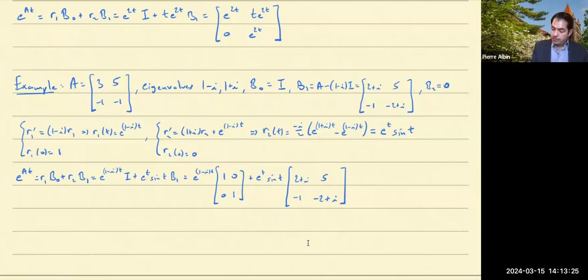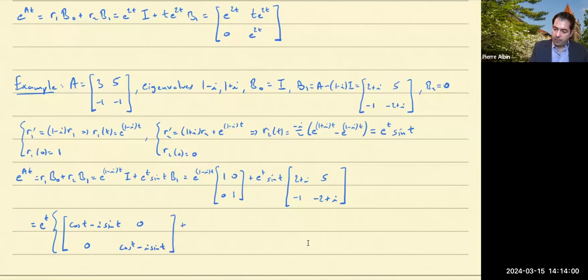So I could pull out a common factor of e to the t from both of these, right? And then let's see here, if I pull out the e to the t, I end up with e to the minus it times 1. So that would be e to the minus it. So that's cosine t minus i sine t, right? 0, 0, cosine t minus i sine t.